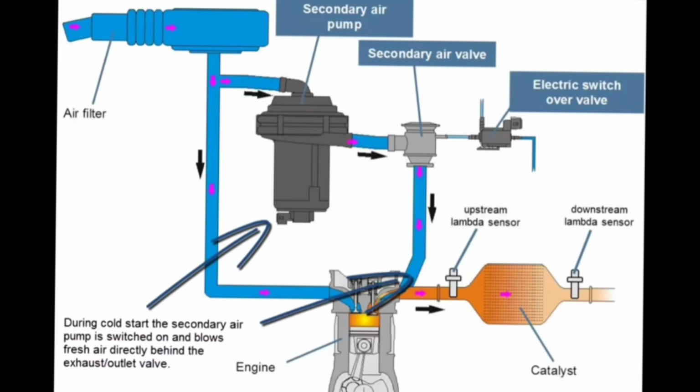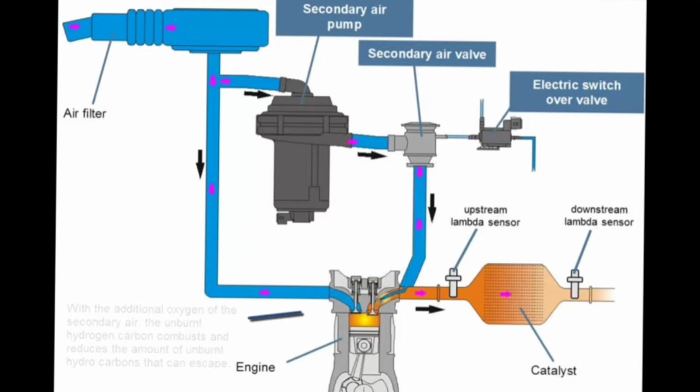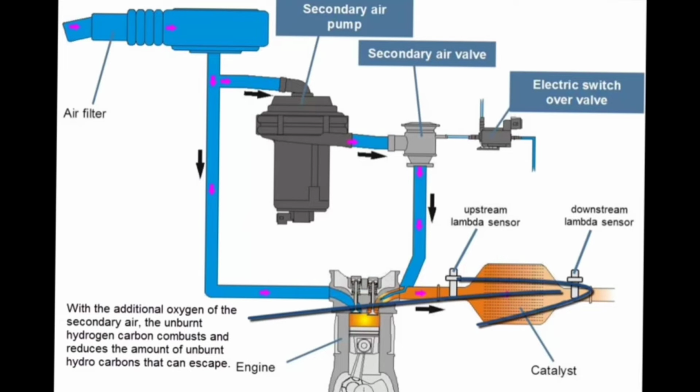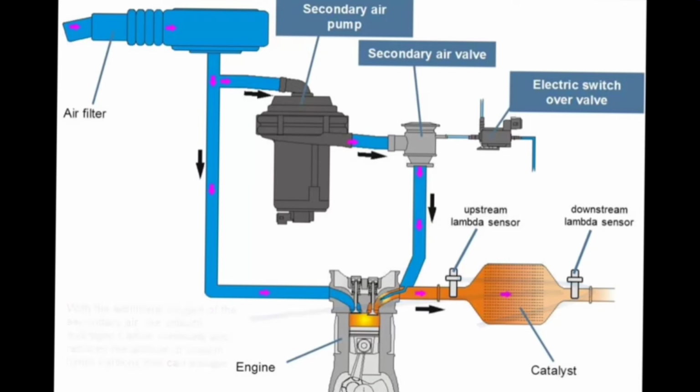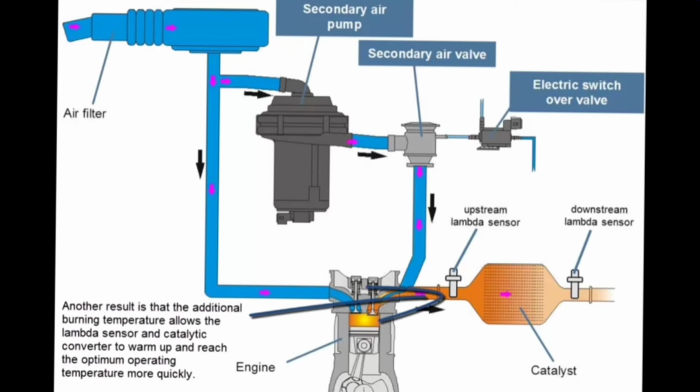When the engine is cold started, the secondary air pump is switched on to blow fresh air directly behind the exhaust outlet valve. With the additional oxygen of the secondary air, the unburned hydrocarbons combust, and the amount of unburned hydrocarbons that can escape is reduced. Another result is that the additional burning temperature allows the lambda sensor and catalytic converter to warm up and reach the optimum operating temperature more quickly.